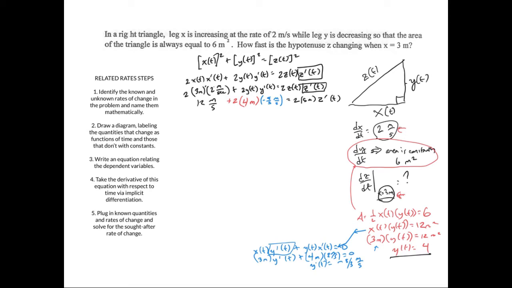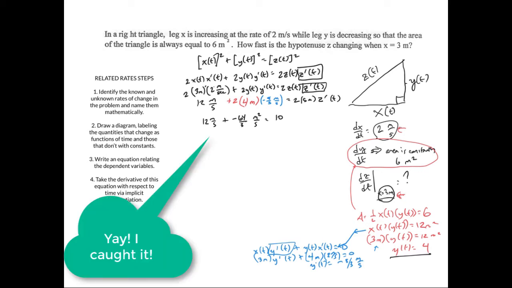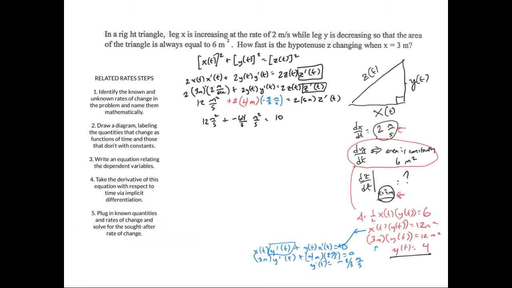And now it's just a matter of doing the arithmetic. So this is 12 meters per second plus, it's going to be a negative, so negative 64/3, I believe, equals, and this would be squared because we multiply the meters squared out. This would also have been squared. Messed my units up there.